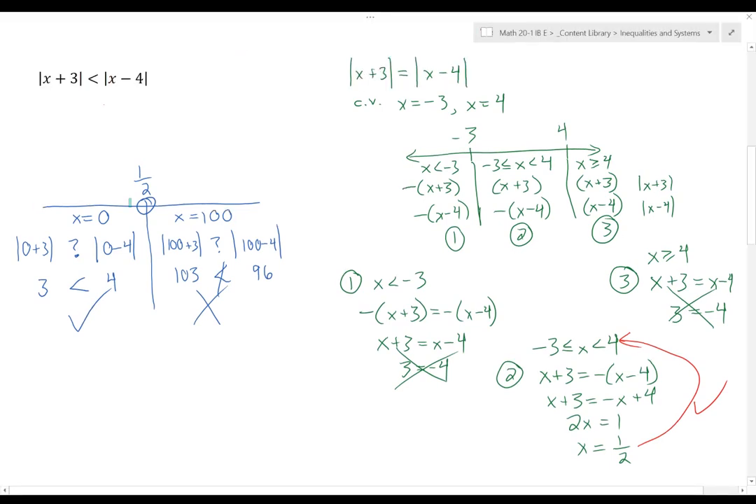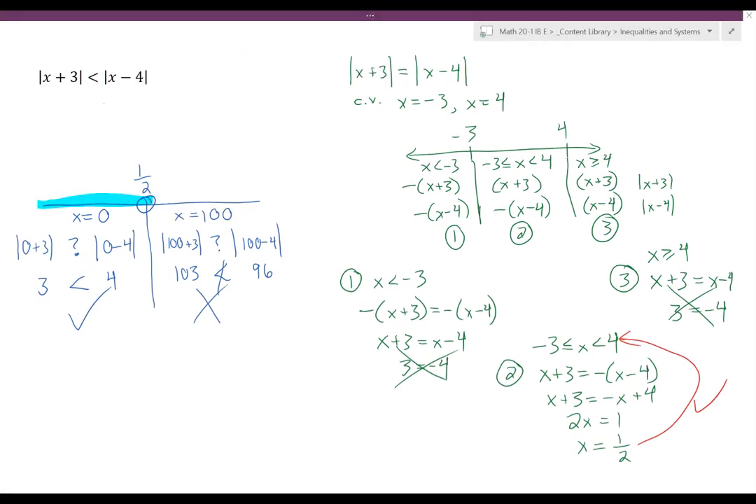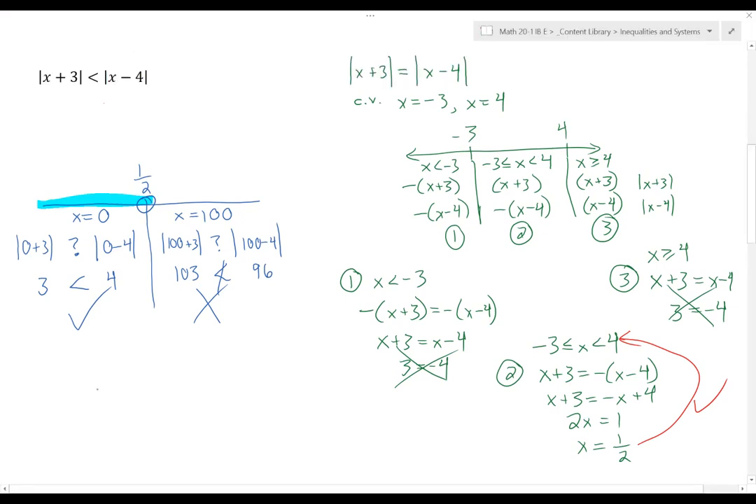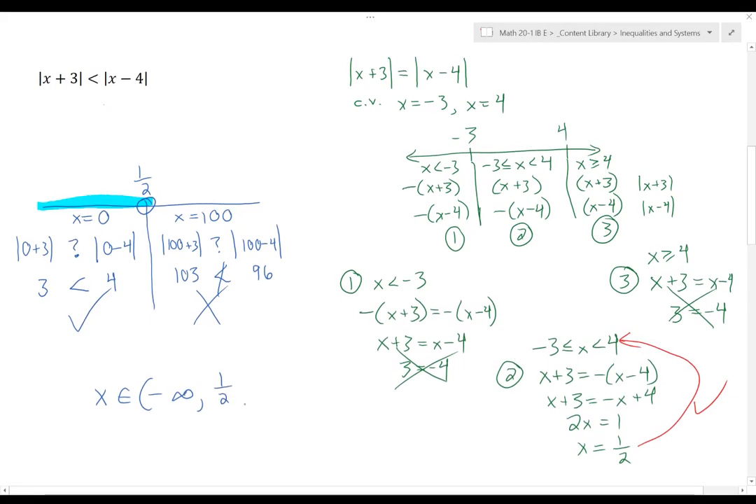So the solutions are everything to the left of 1/2, but not including 1/2. So x is in the interval from -infinity to 1/2, not inclusive.